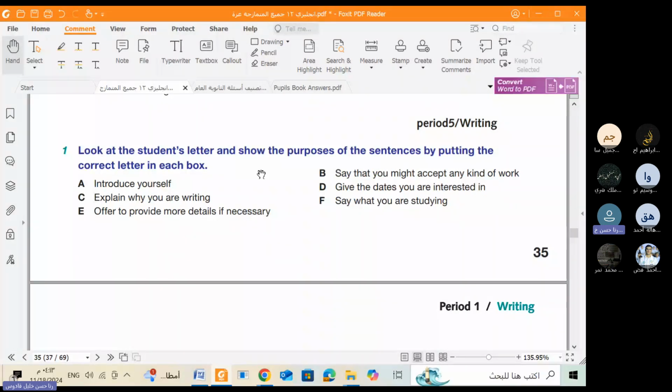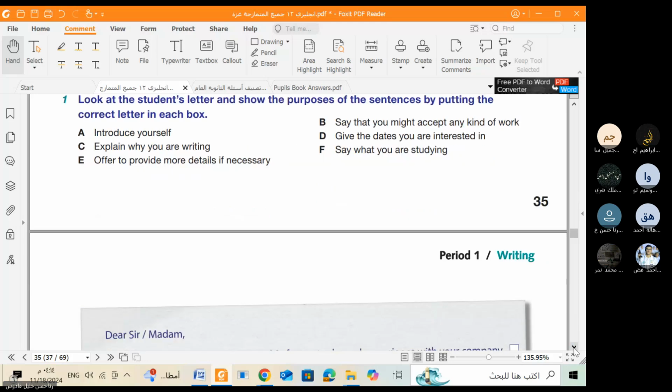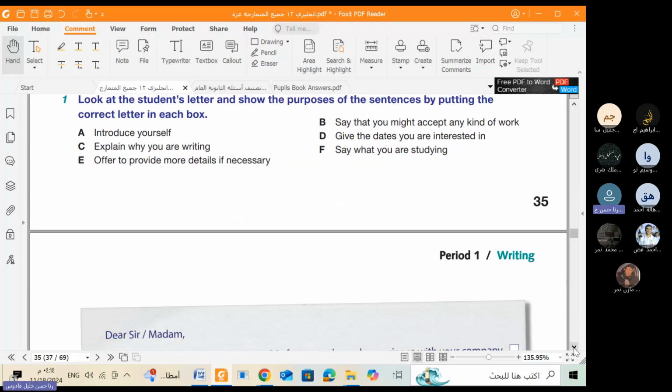A is introducing yourself. B, say that you might accept any kind of work. C, explain why you are writing. D, give the dates that you are interested in. E, offer to provide more details if necessary. And F, say what you are studying. These are the pieces of information that you should include in your general inquiry letter to the local company in order to have a work experience there. If you can keep a screenshot of it, it will help you answer the question with me.